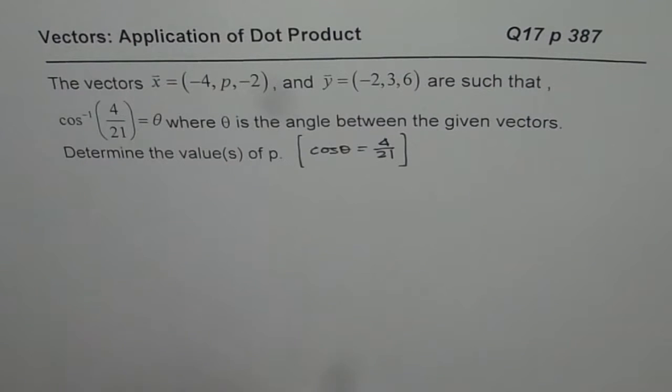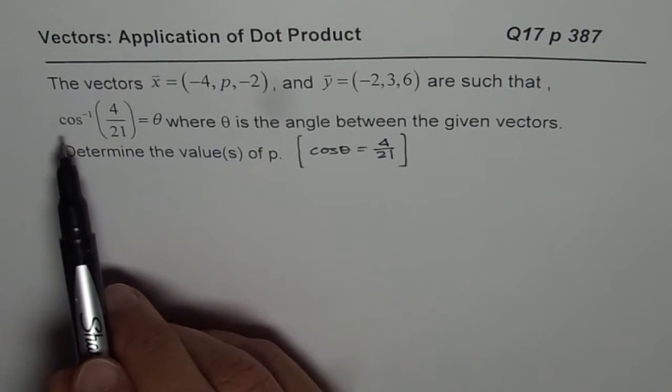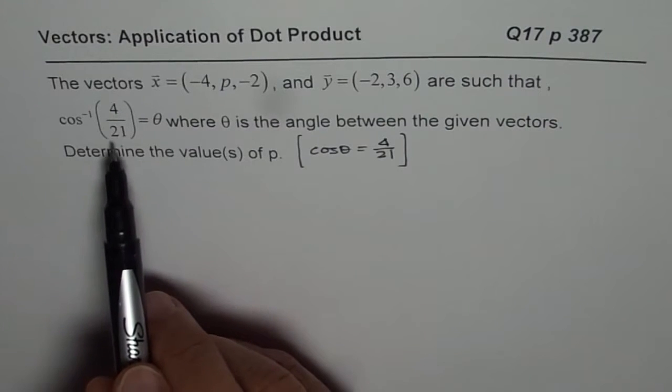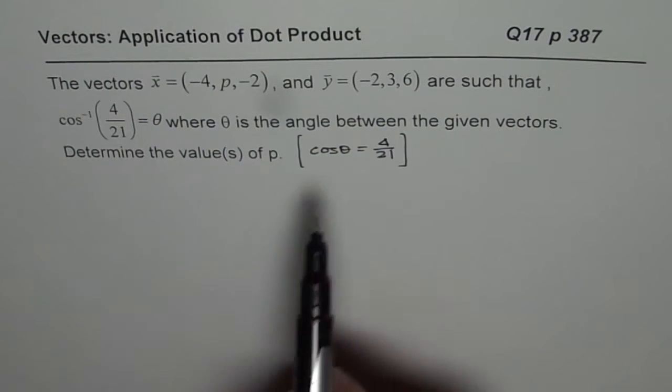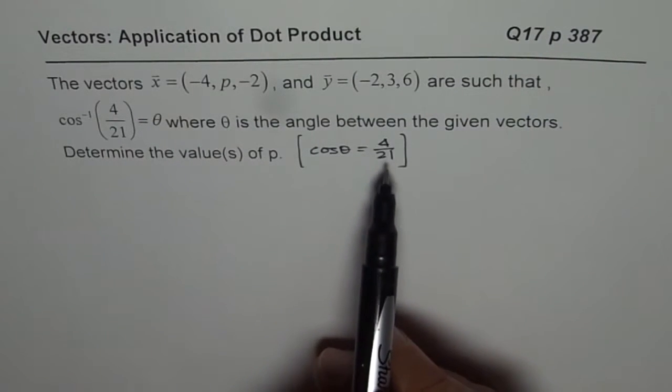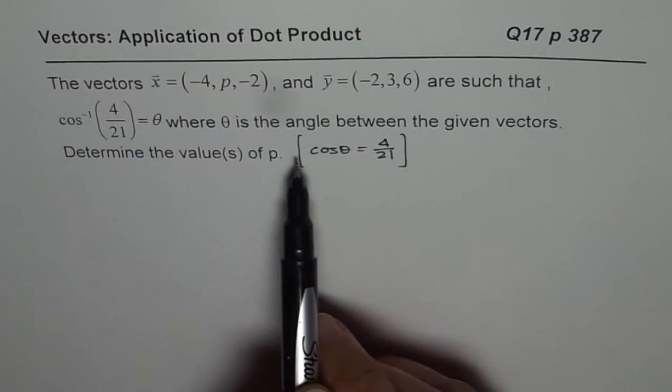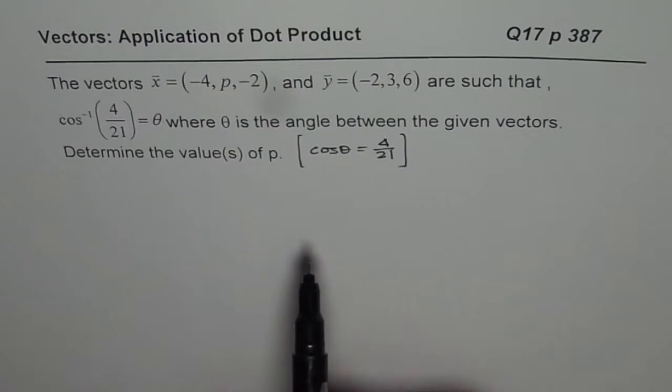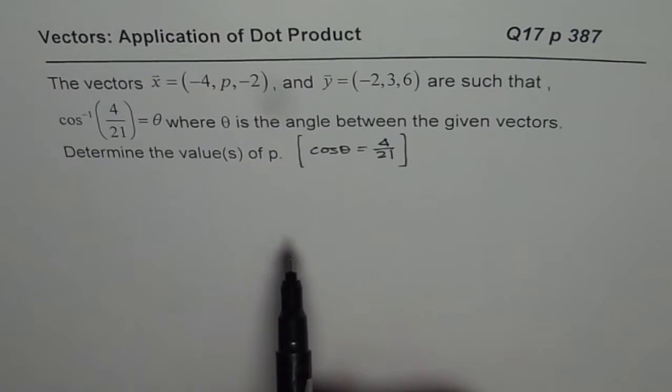Now it is important to note that when we give you cos inverse of 4/21 equals theta, it really means that cos theta equals 4 over 21. So that is why I have added this to the equation. Now that should help you to find the solution.